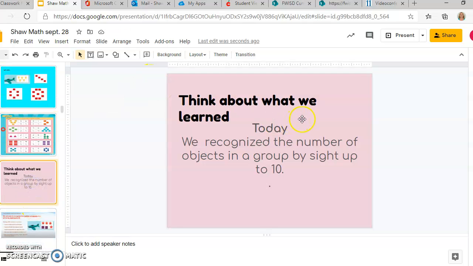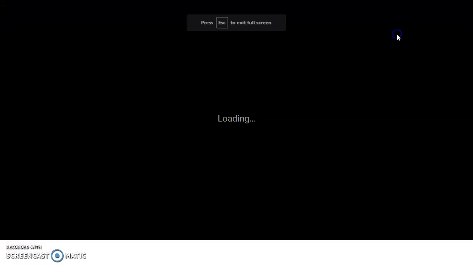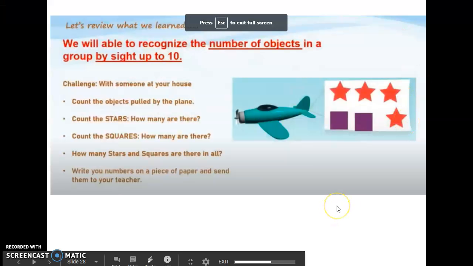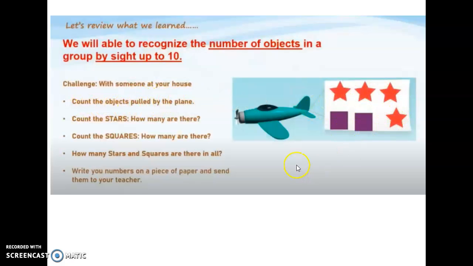And then think about what you learned. Today we recognized the number of objects in a group by sight up to 10. This is something you can do as a challenge. With someone at your house, count the objects pulled by the plane. Count the stars and tell them how many. Count the squares, tell them how many. How many stars and squares are there in all? If you want to do that extra challenge, you can write it on a piece of paper and take a picture.